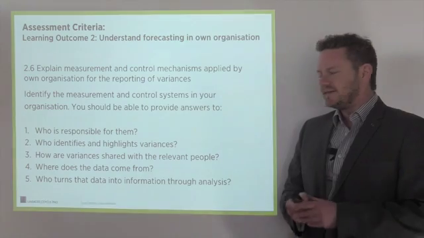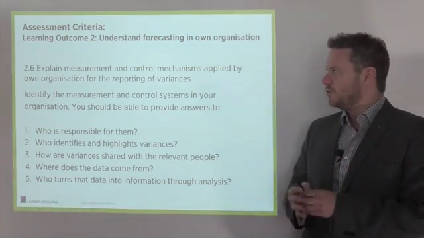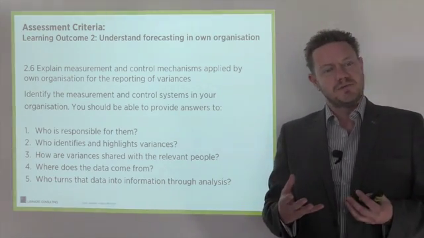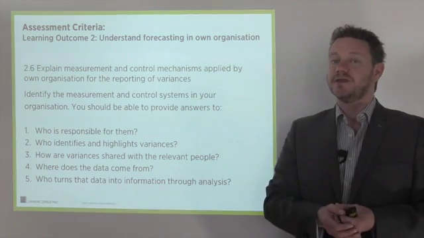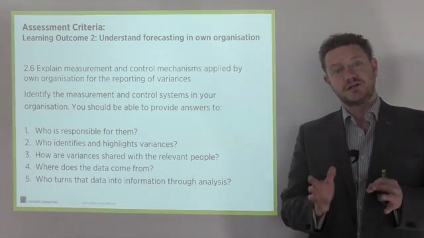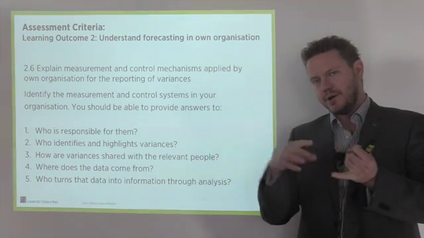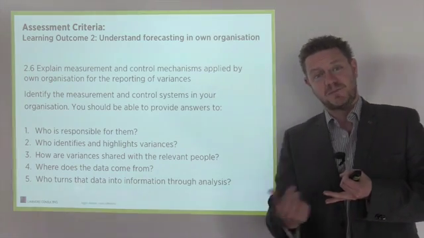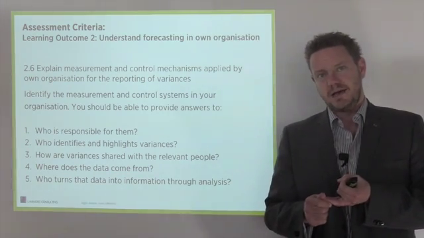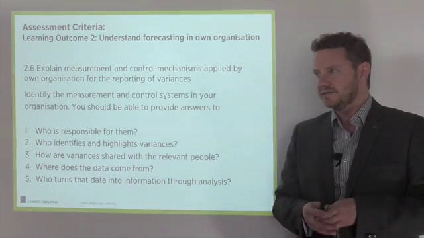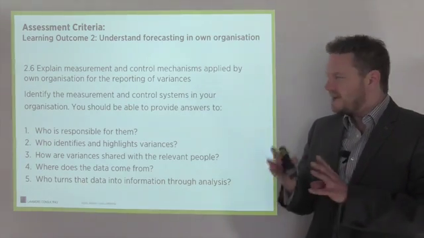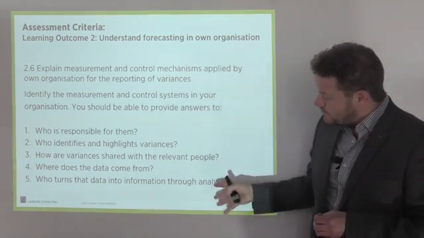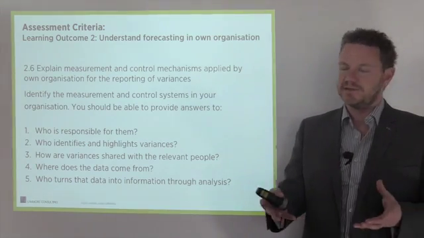Learning Outcome 2.6 is about the measurement and control mechanisms that are in place in your organisation to understand and report the variances. If you've done all this work around variances, it's really important to give that information to other people as well, because there are others in the organisation who will, A, have insight to help you improve your forecast in the future, but B, will also be able to help you understand and explain things and hopefully remove variances in the future, particularly if they're lack of information-based variances. So go ahead and identify the measurement and control systems that exist currently in your organisation to be able to provide information against these 5 specific questions.